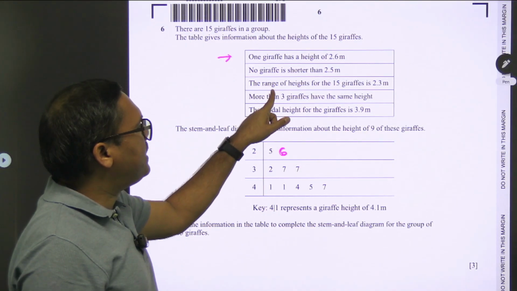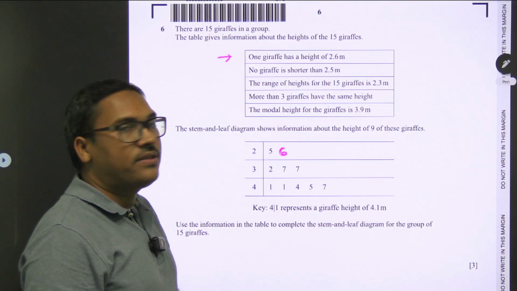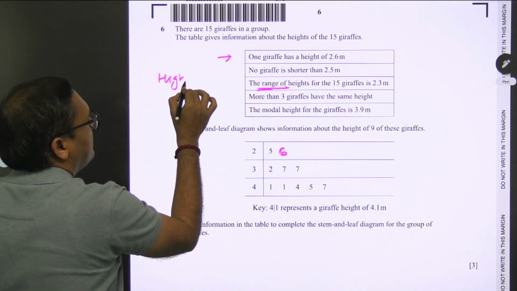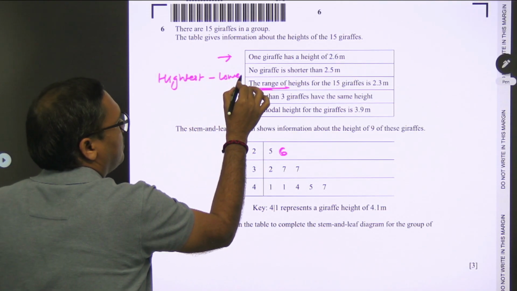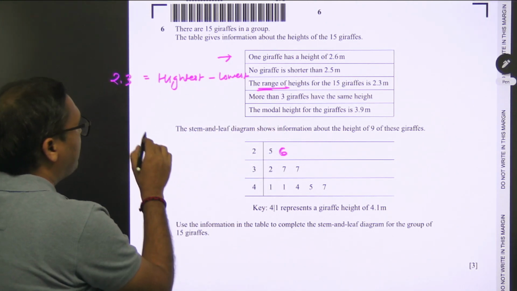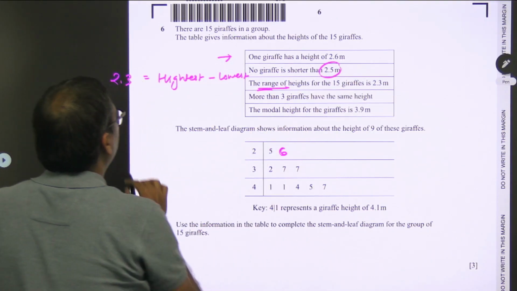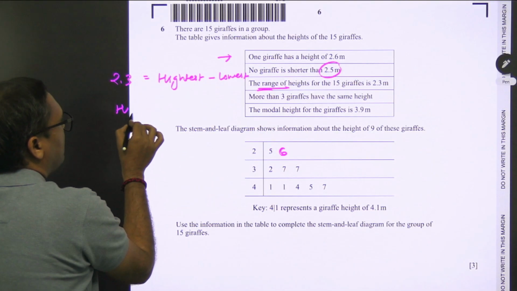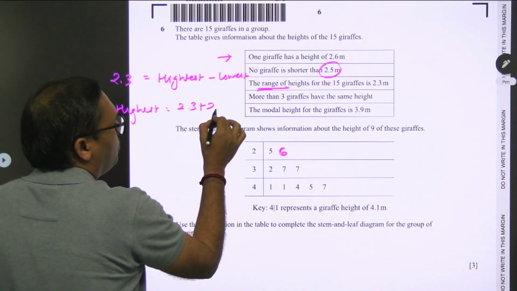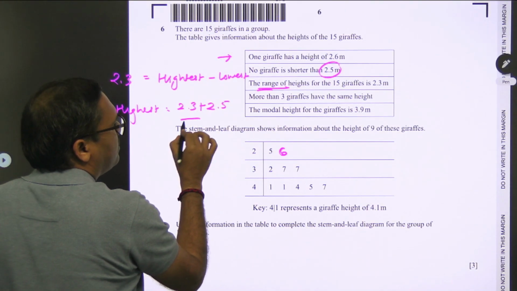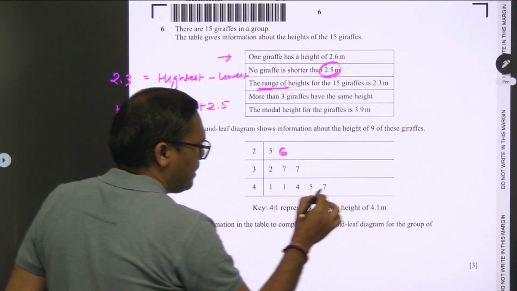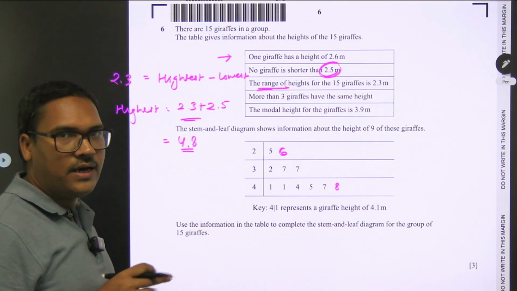2.5. The range of heights of the 15 giraffes is 2.3. So what is the meaning of range? Range of height is the highest value minus the lowest. Now we know that range is 2.3, and we know that the lowest value is 2.5. So what will be the highest height? You can see this is 2.3 plus 2.5 because the lowest value is 2.5. So what is it? This is 4.8. Okay. So you can see I can complete this also. This is 4.8. I hope this is also clear.